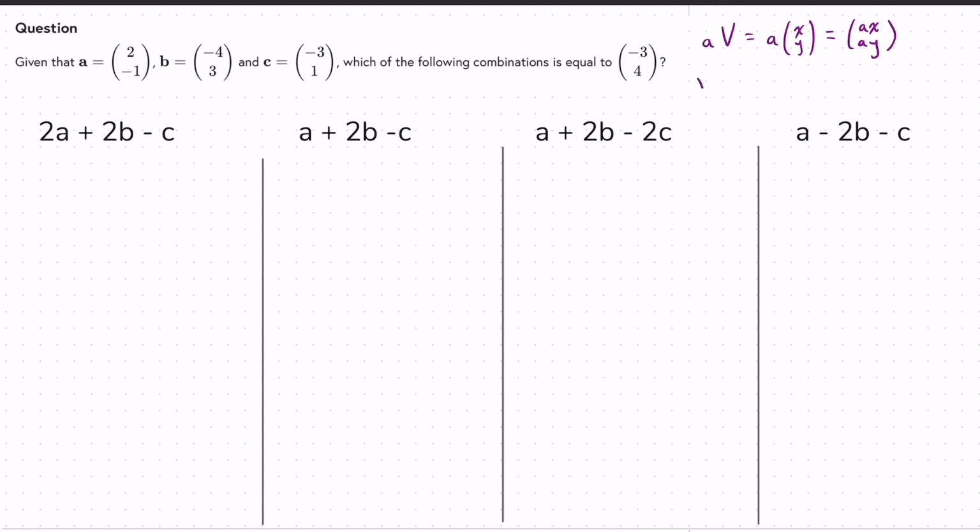Equally, if I'm adding 2 vectors, so x1, y1 plus x2, y2, that's equal to x1 plus x2, y1 plus y2. With these 2 things in mind, we can simply go through the arithmetic for each of these options and see which one of them ends up equaling negative 3, 4. So let's go through this.